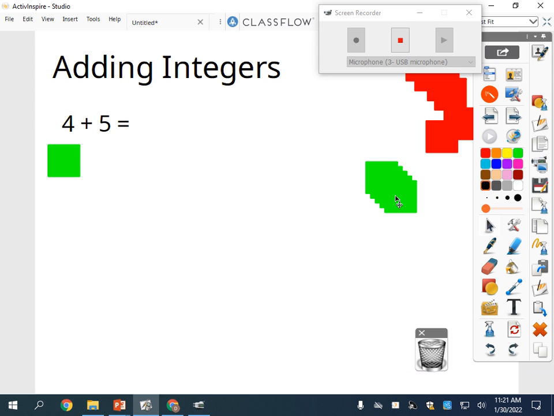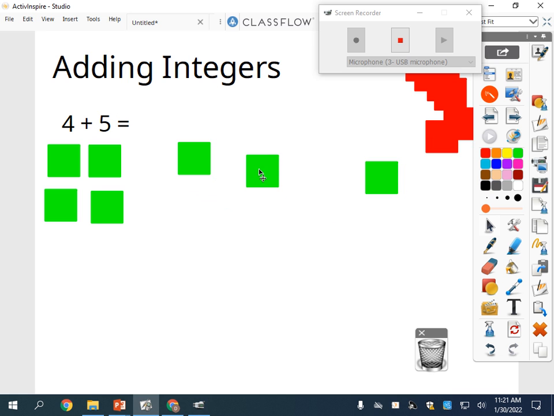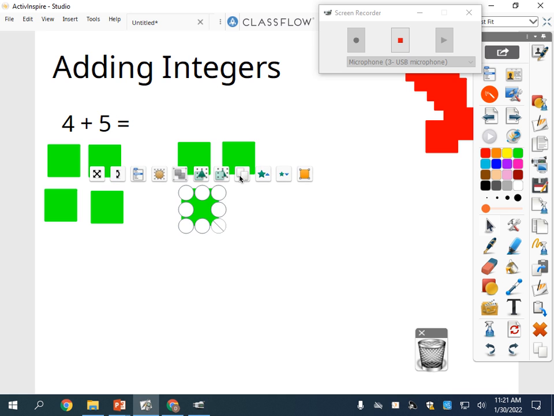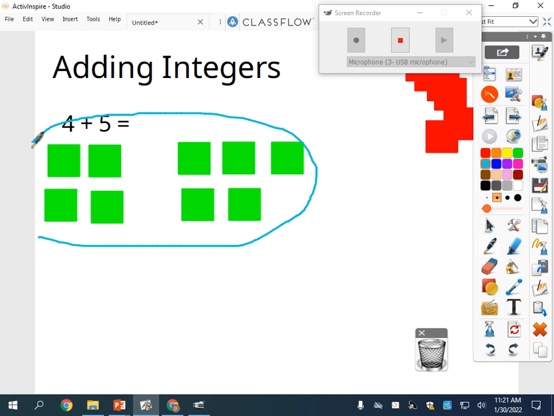What that means is I'm going to pull over positive 4 integers, and the green ones are positive. Then I'm going to pull over 5 more positive integers. And so here are my positive 4 and positive 5. If you look at this, they are all the same type. They're all positive integers. That means I can put them all together. Since I can put them all together, I just count them all up and I have a total of 9. So basically, when you add two positive integers, you just group them all together and it gives you the answer.